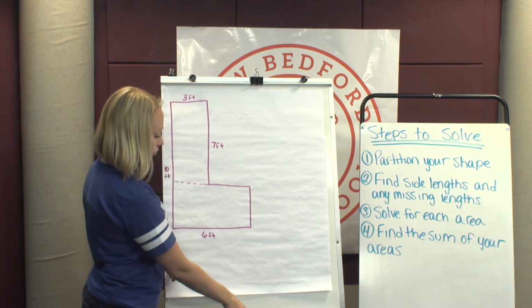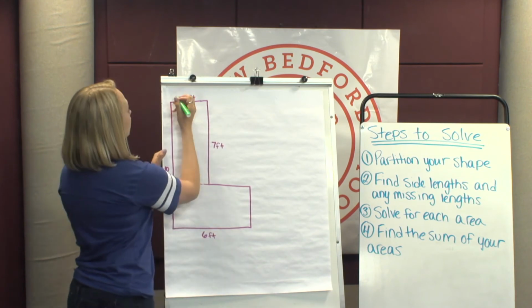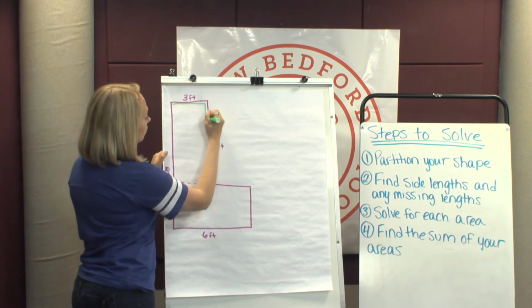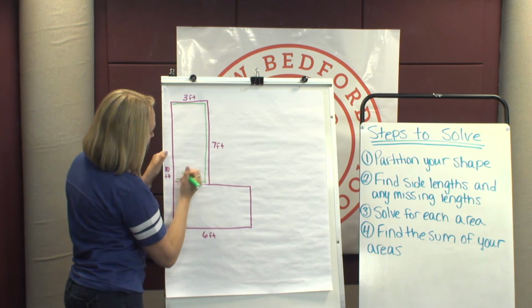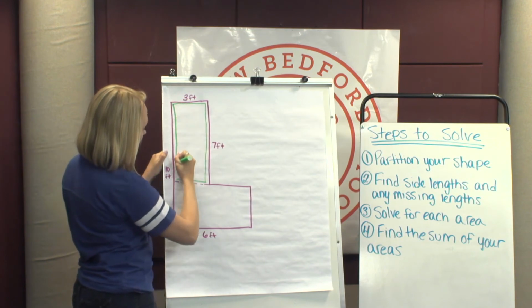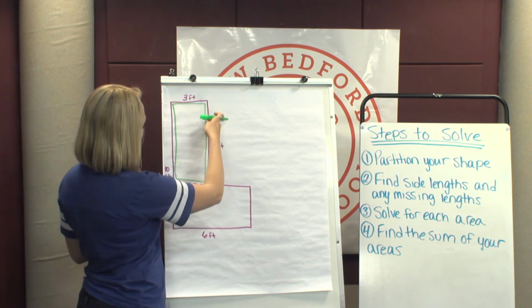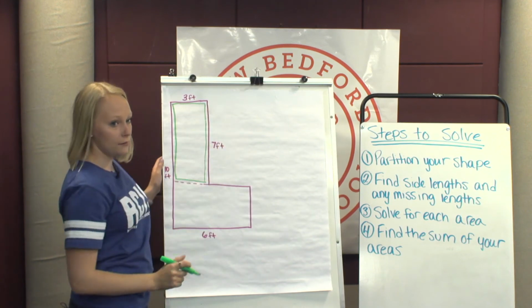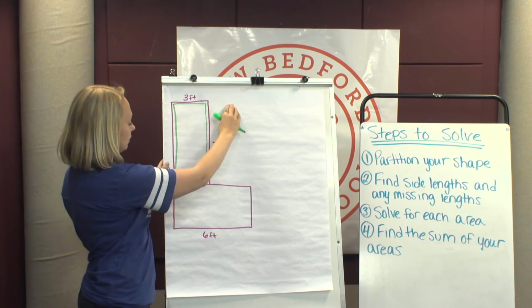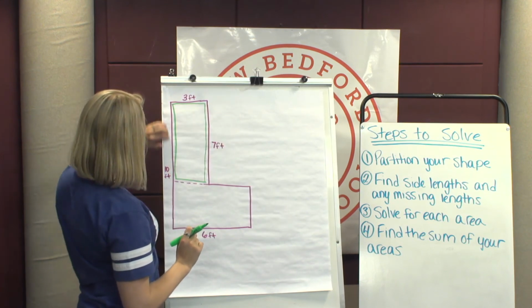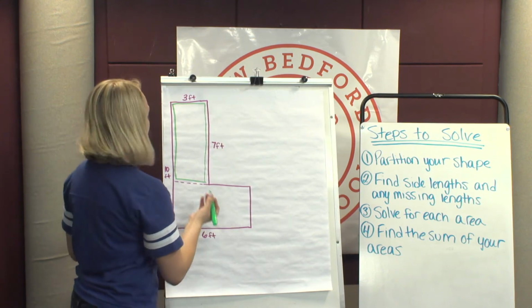So my next step is to find any side lengths that are missing and to find the sides I'm going to use to do my area. So I'm going to start with this rectangle on top as my first shape to find the area of. So I'm looking and I see an entire side length of 7. I see an entire side length of 3, and then this 10-foot side is broken up, so I'm not going to use it in my area.